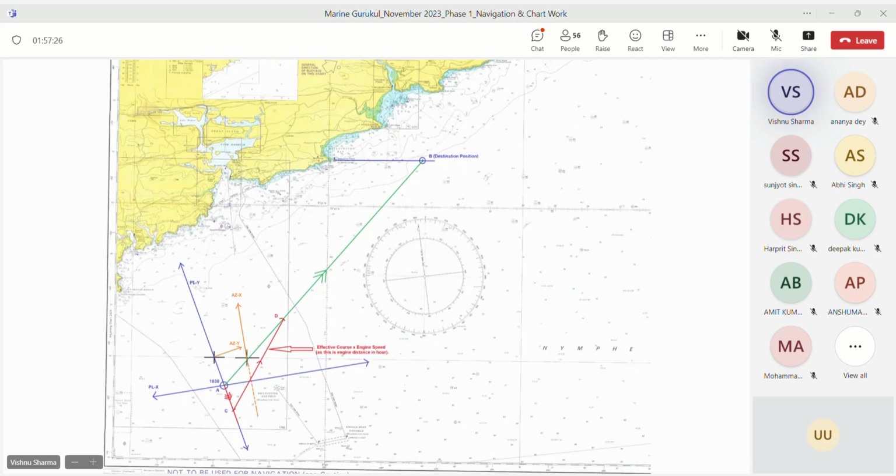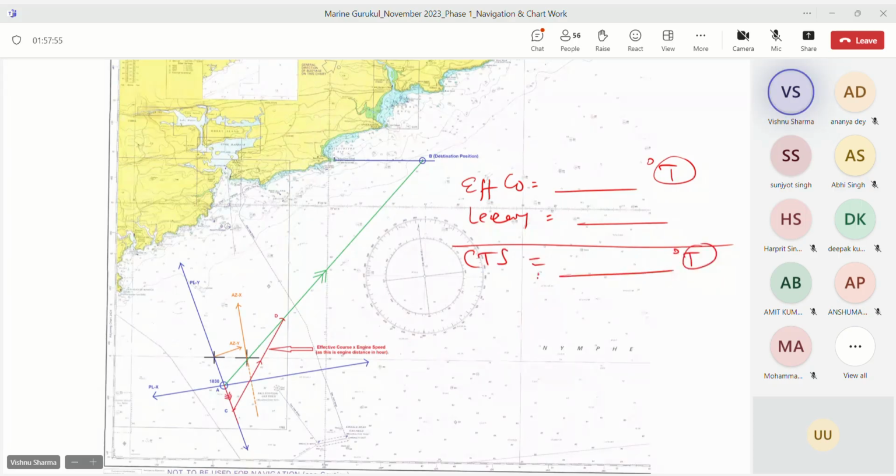This is the effective course. And then you will convert it into true course. That will be CTS true by counteracting wind. So basically, this plot gives you effective course in true. You will apply leeway to it, and this will give you CTS true, and then you will convert it to CTS compass. Understood, beta?